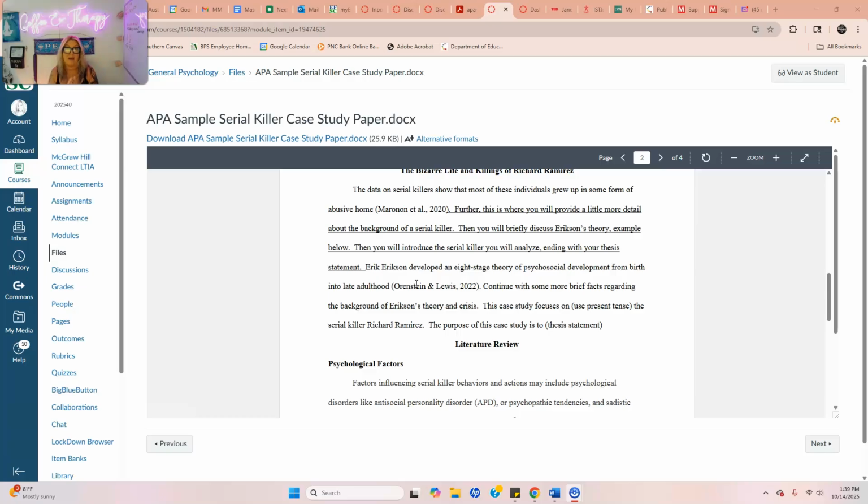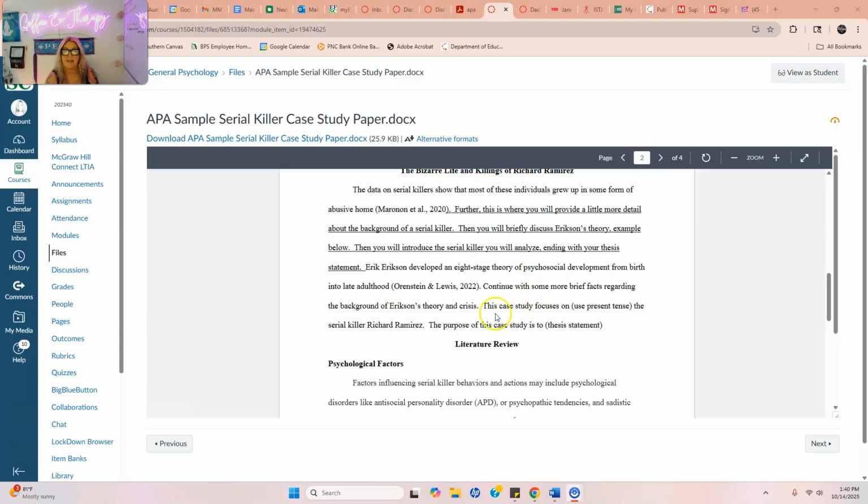I cited it. Okay. Then I said continue with some more brief facts regarding the background of Erikson's theory in crisis. You're not going to say stage 1 was this, stage 2 was that. You don't want to, it's just a nice, decent paragraph as your intro. I don't need to know all of Erikson's 8 stages. I already know that. What you're doing is you're just painting a picture of what his theory is and then how you're going to tie that in.